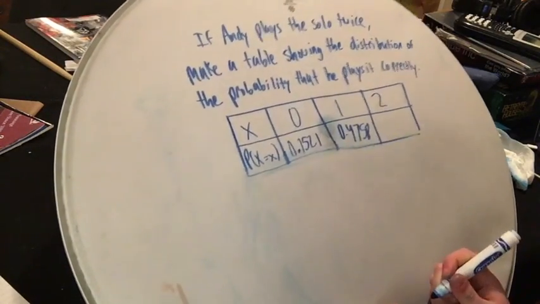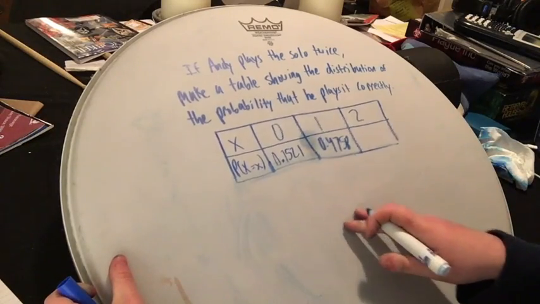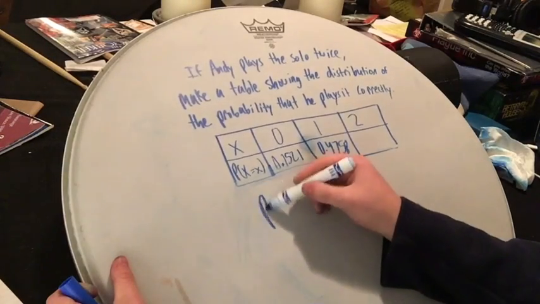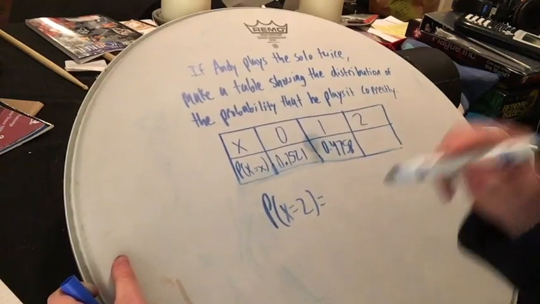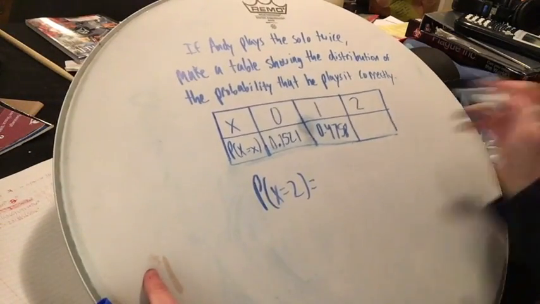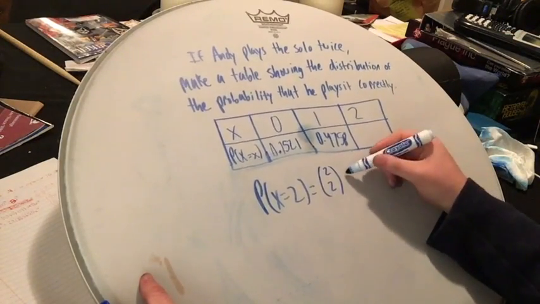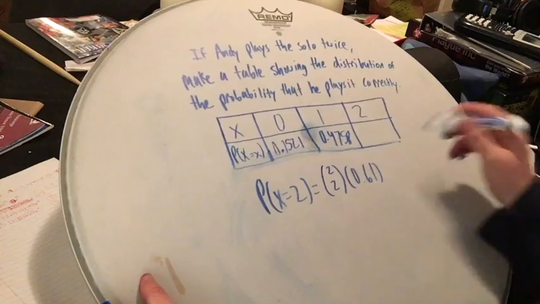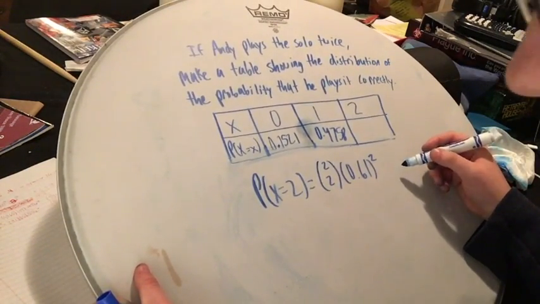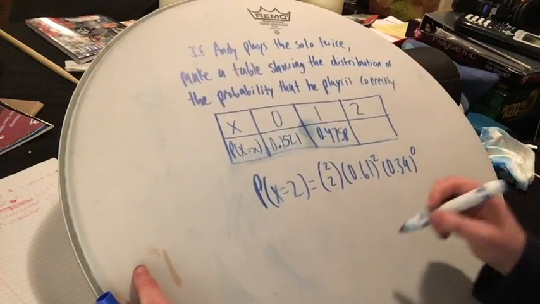Alright, we have the first two. We have the probability that out of 2 tries, Andy plays the solo correctly 0 times, and then correctly once. So we've got one left. That's the probability of x equals 2. If we look back at our binomial distribution formula, we see that it's just 2 choose 2, remember? 2 trials, and then we're looking for 2. And then the probability of success, that's 0.61, to the r power, r is 2, so squared, and then 0.39, the probability of failure, to the 0, because 2 minus 2, that's n minus r, is 0.